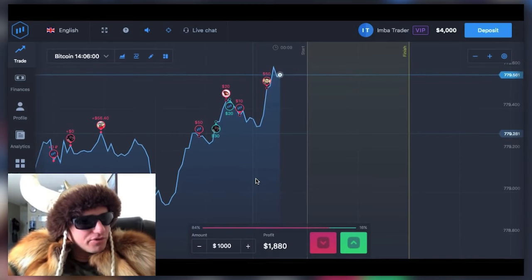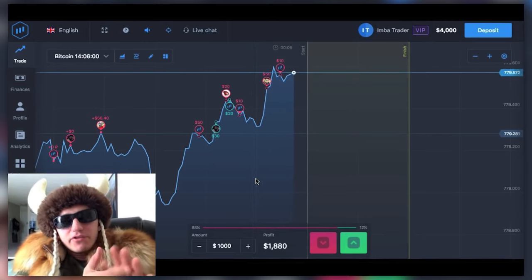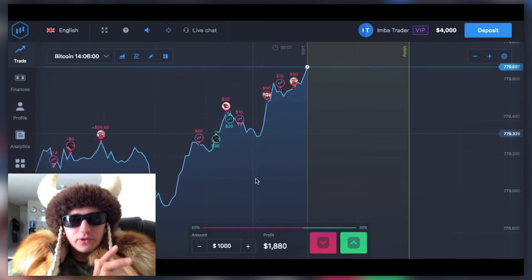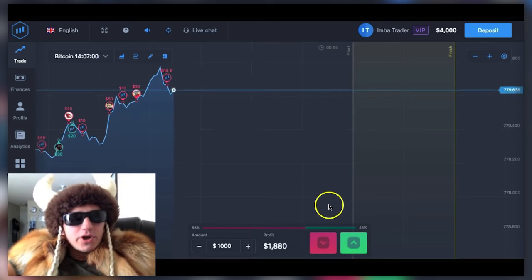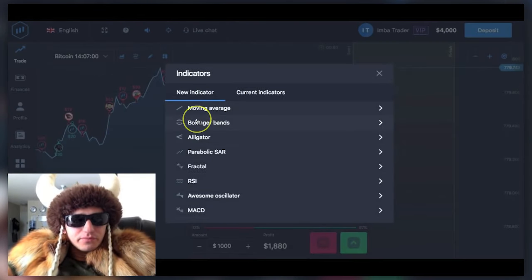And I think it's time to reveal my most favorite binary options strategy, which helps me win the most of my trades. It involves using the indicator which is called Bollinger Bands. Let me set it up and show you how it works.